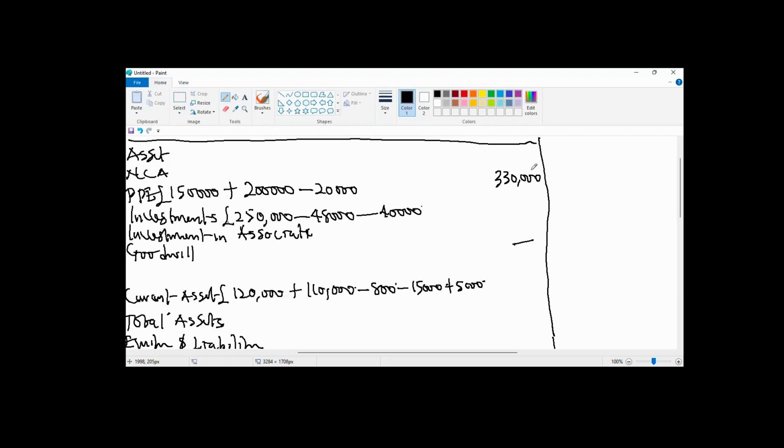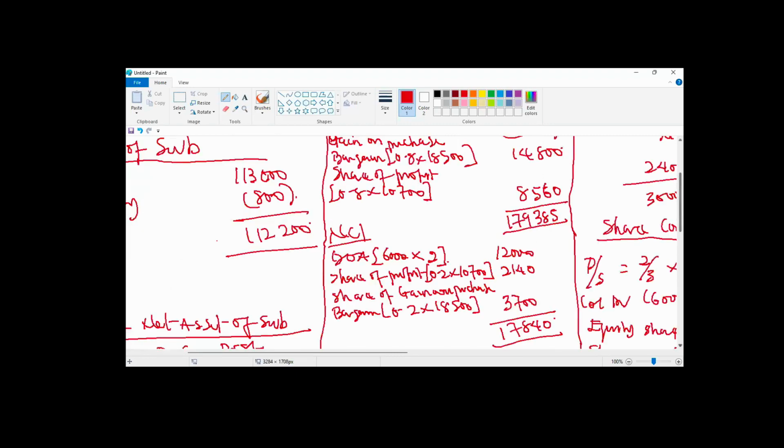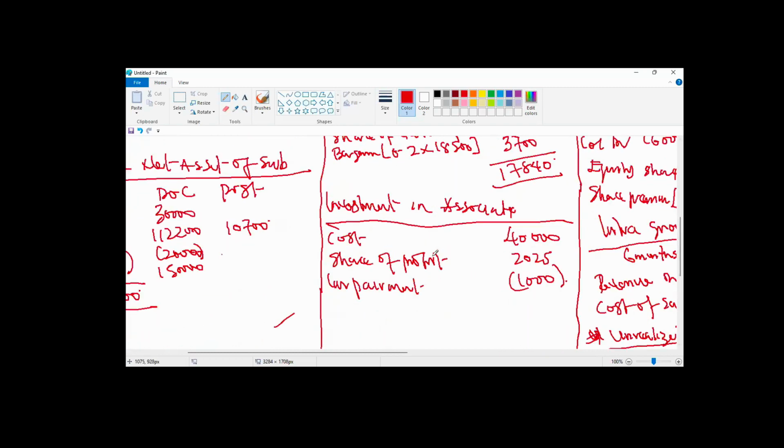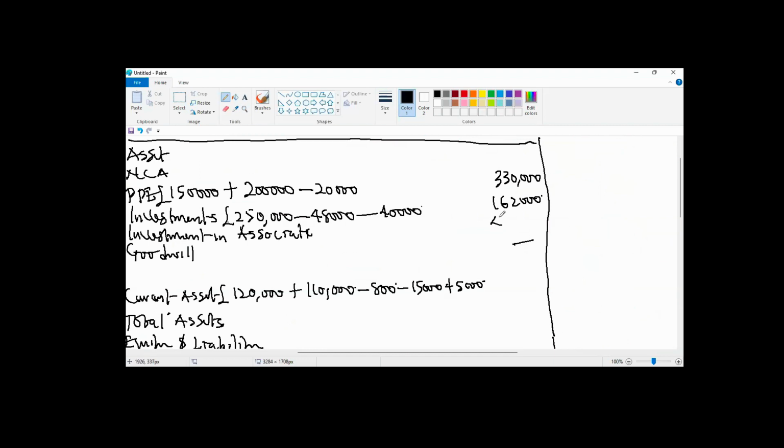Then investment: 250 minus 48 minus 40, 162. Investment in associates, that's 1,725. That's 1,725.